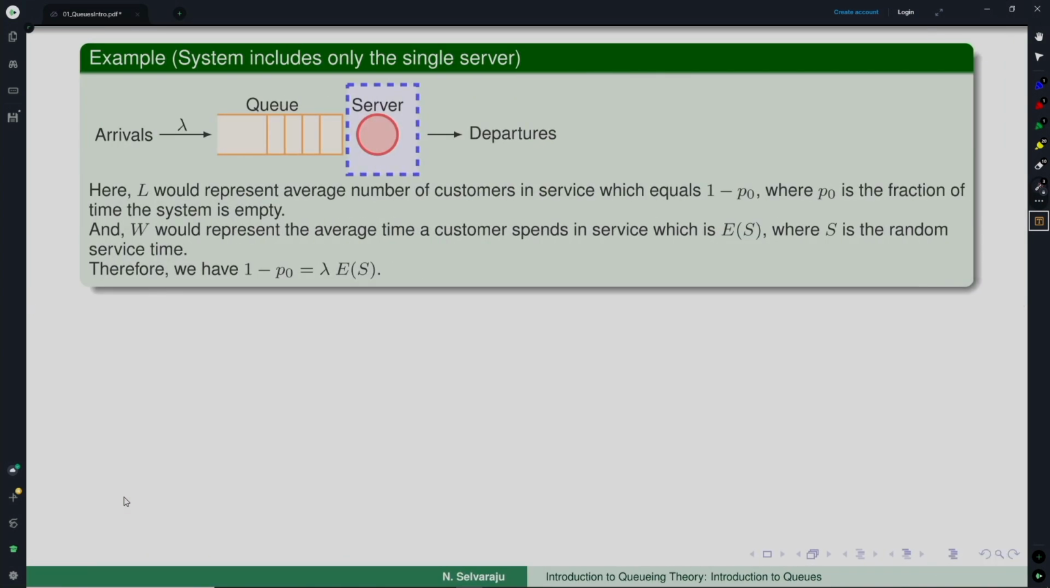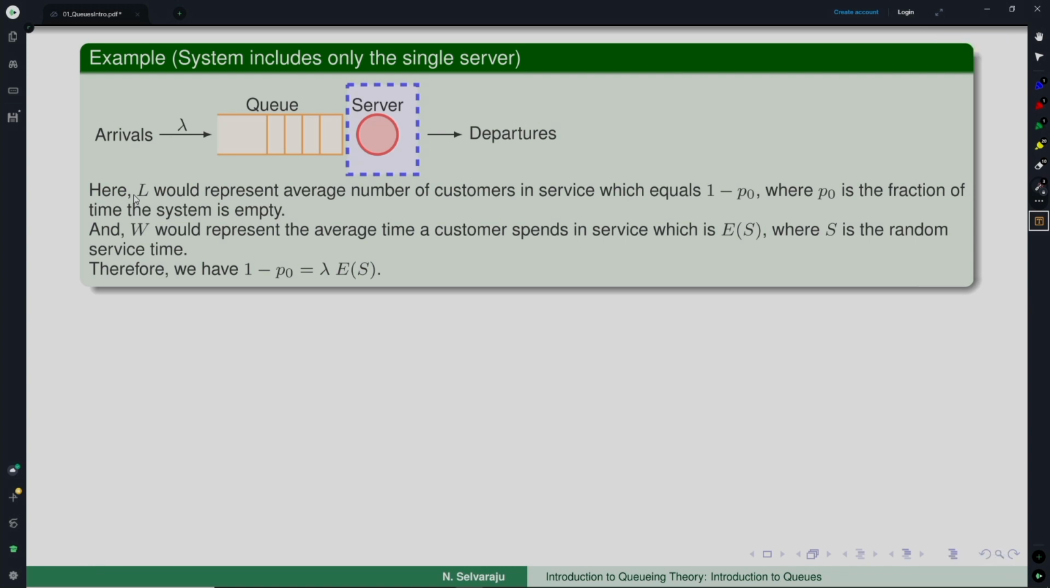Now, the third case, suppose you define the system to include only the server. So, which means that arrival happens, queuing happens, you are not interested in that, and you are looking at the rate of arrival to the server, and it departs. Suppose I look at this particular part, the dotted lines, as my system. Now, Little's law would hold true here for this particular system as well.